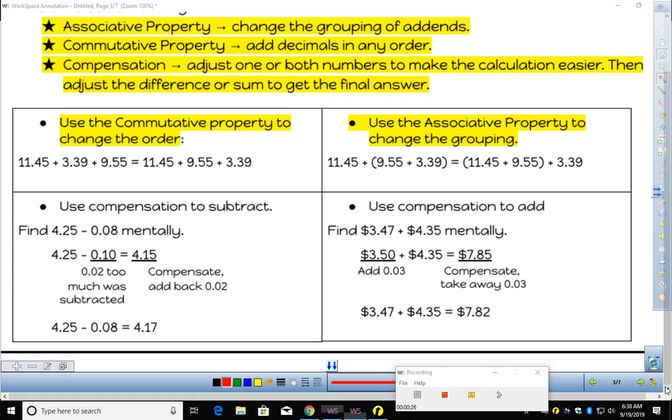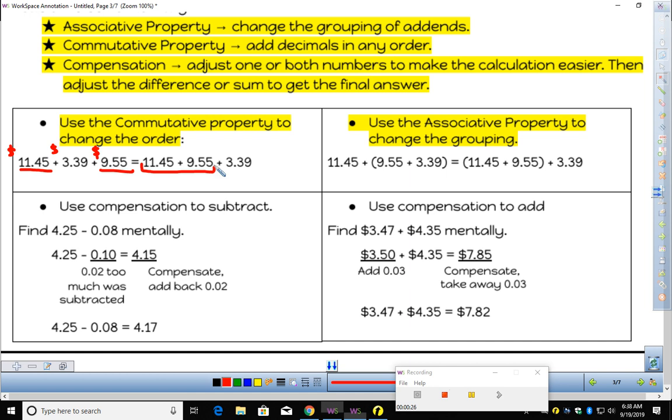First of all, we're going to look at the commutative property here. We're adding these three. I'm going to assume that these are dollar amounts, the way that they're written. And you'll notice that they've moved $11.45, 11 and 45, and 9 and 55. They've moved the order so that you could add those two numbers together. Why do you think they did that?